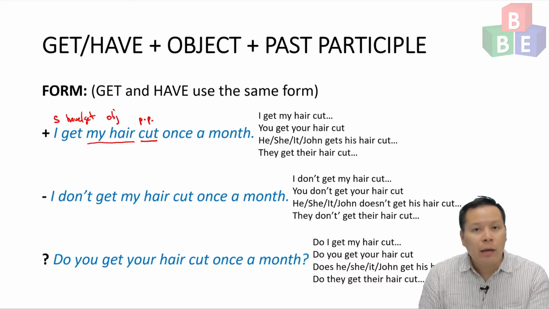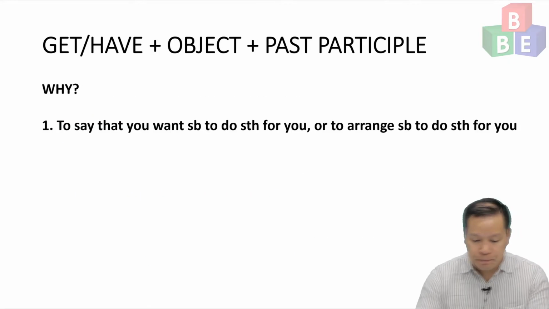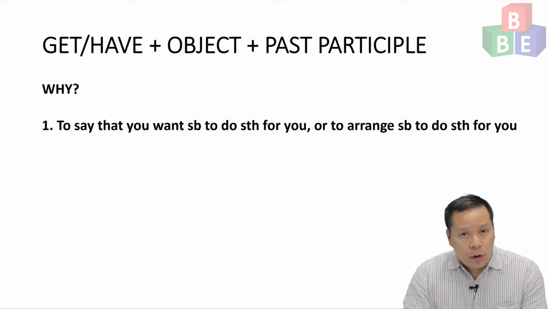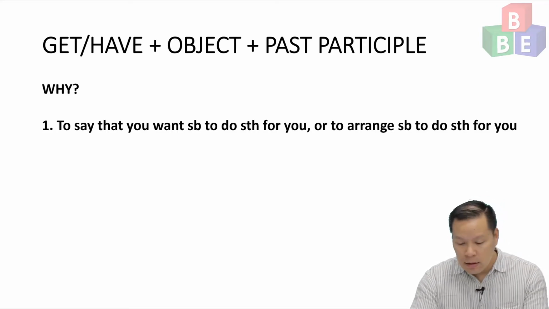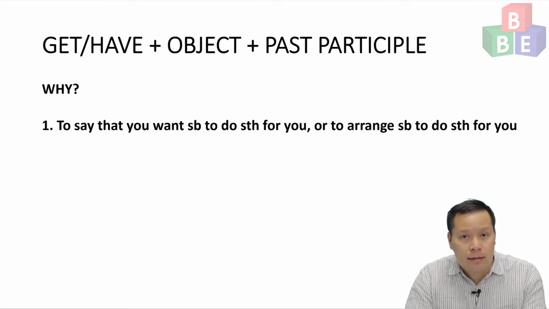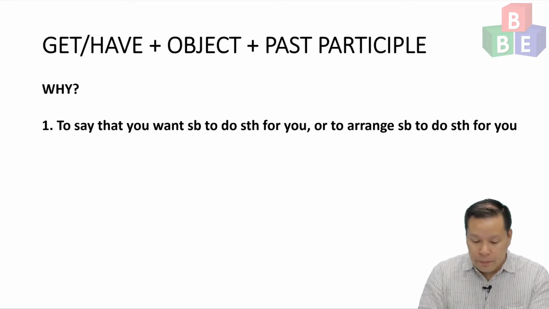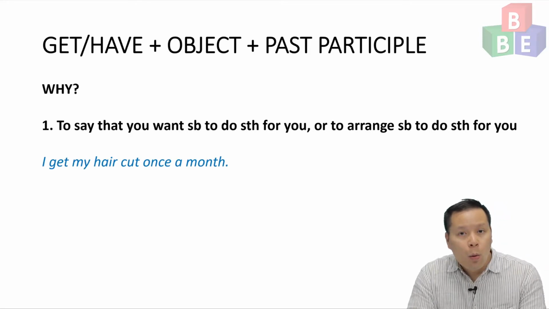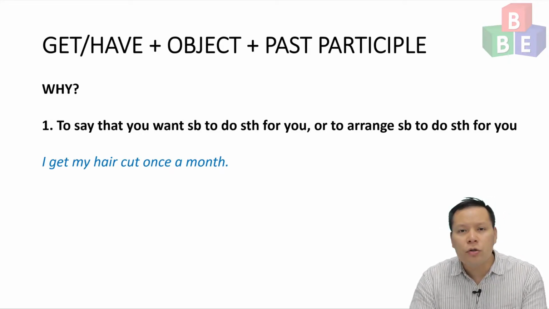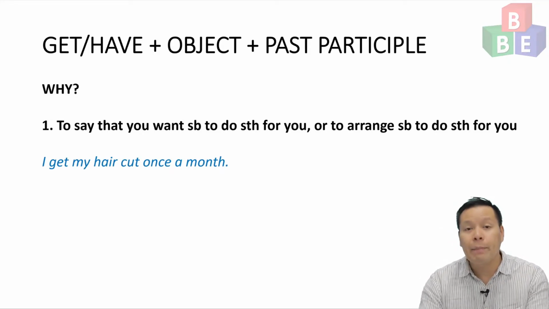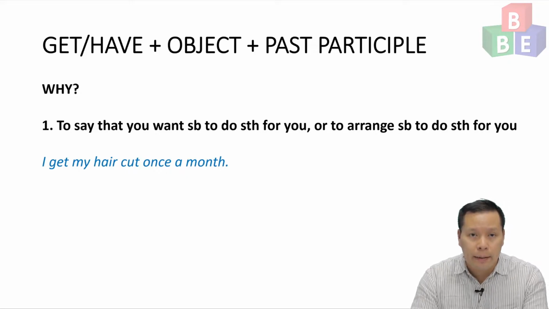So, let's talk about why we use this structure. First of all, we use the get-have passive to say that we want or arrange someone to do something for us. For example, I get my haircut once a month. Now think about your own life. Do you cut your own hair, or do you go to a hairdresser and pay someone to cut your hair?